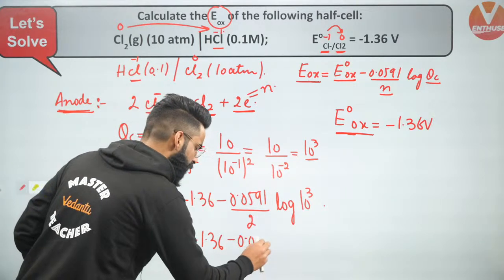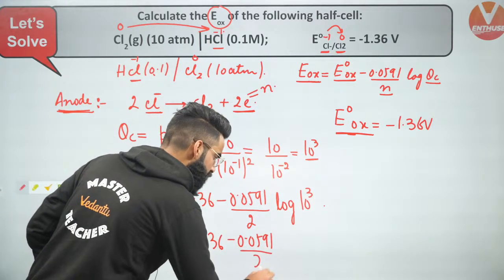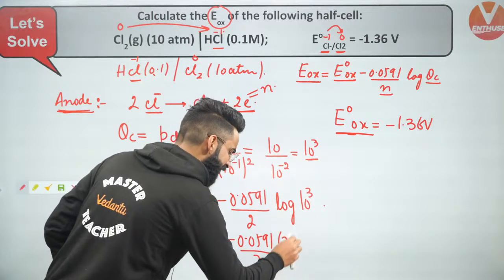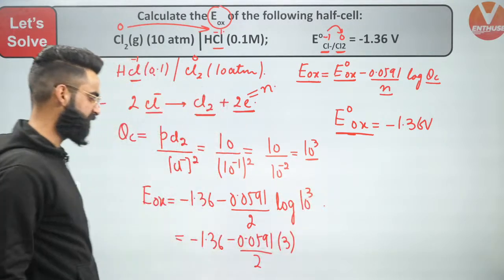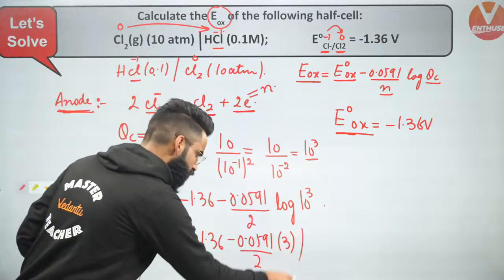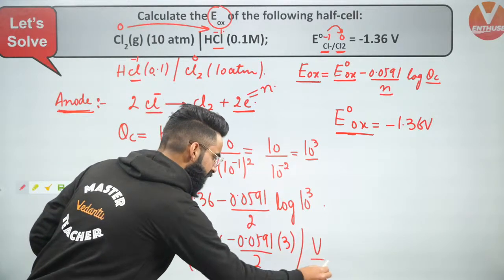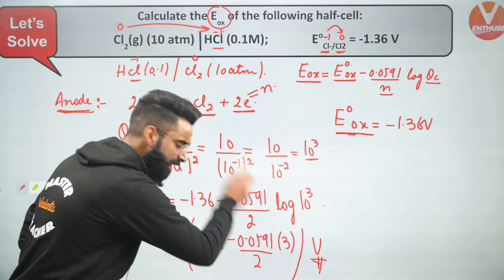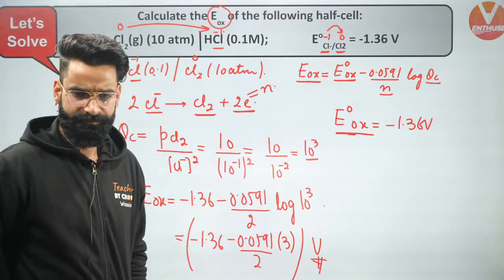This is going to be minus 0.0591 divided by 2 log of m to the power n, which is going to be n log m. Log 10 value is 1, as you all must be knowing. Just solve this part. You'll be getting the answer in volts. Let me know the exact answer which you are getting from here.